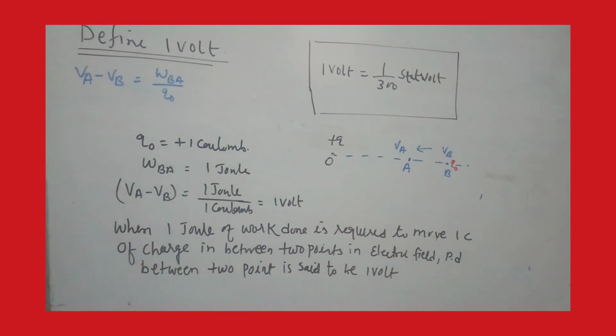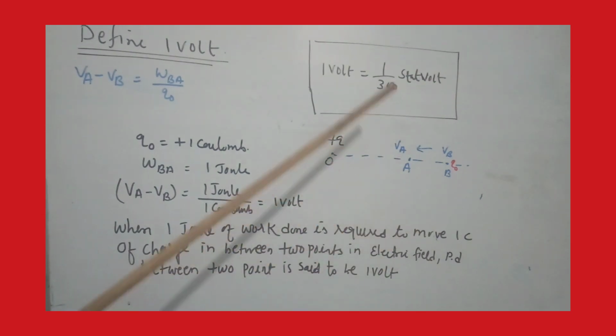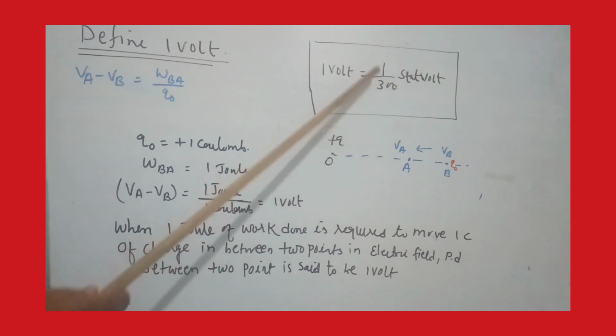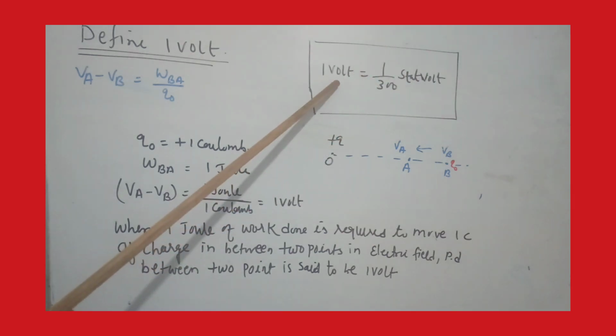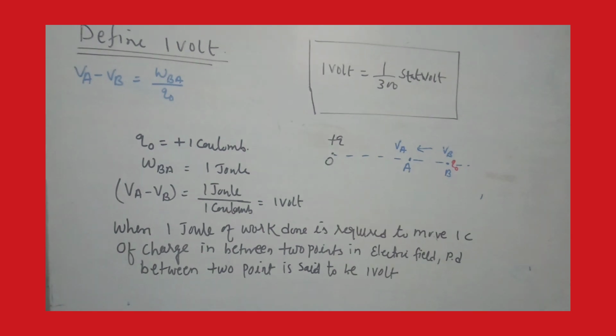So likewise we can define 1 volt, and again I am telling you that volt is the SI unit and stat volt is the CGS unit. 1 volt equal to 1 upon 300 stat volt. Here you must keep in mind the CGS unit is bigger than the SI one. Okay, so with the help of a battery we will produce potential difference.